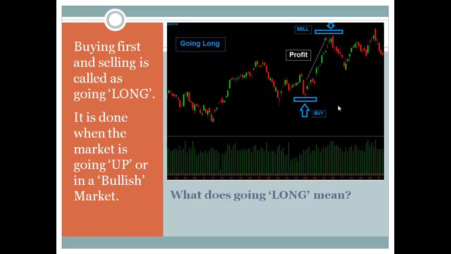So what does going long mean? Buying first and selling later to profit from it is called going long. It is done when the market is going up or is in a bullish mode. Let me explain with this example. This is where the chart or the price has been going up. So for you to go long, you would be buying here, and then as it goes up you would be selling here. So buying first and selling later to profit from it is called going long. It is only done in bullish markets or when the markets are going up.